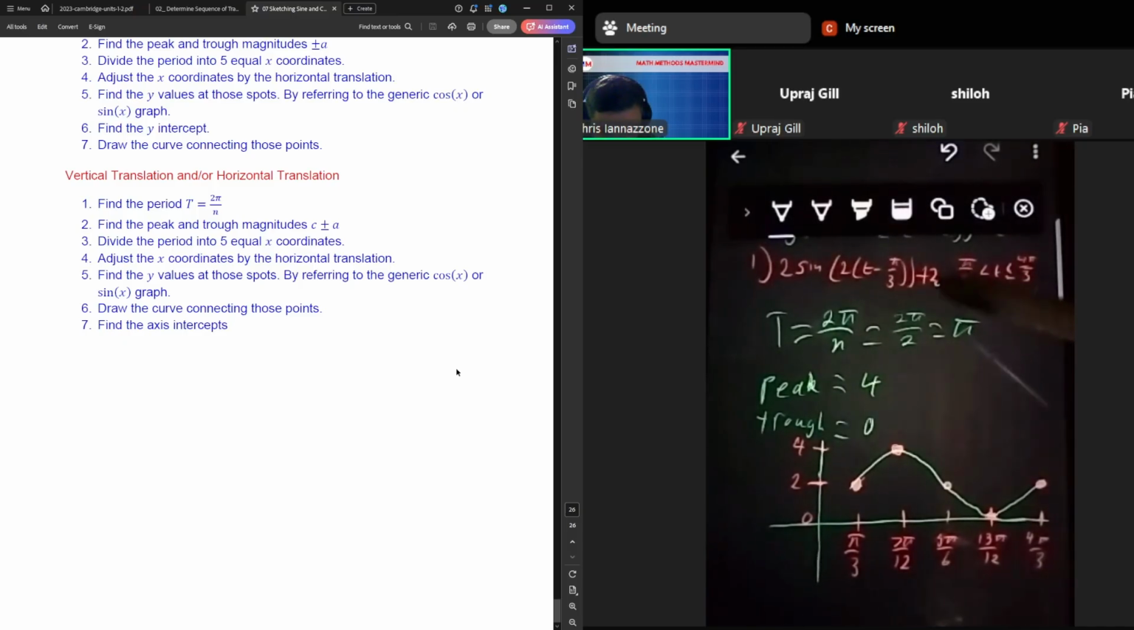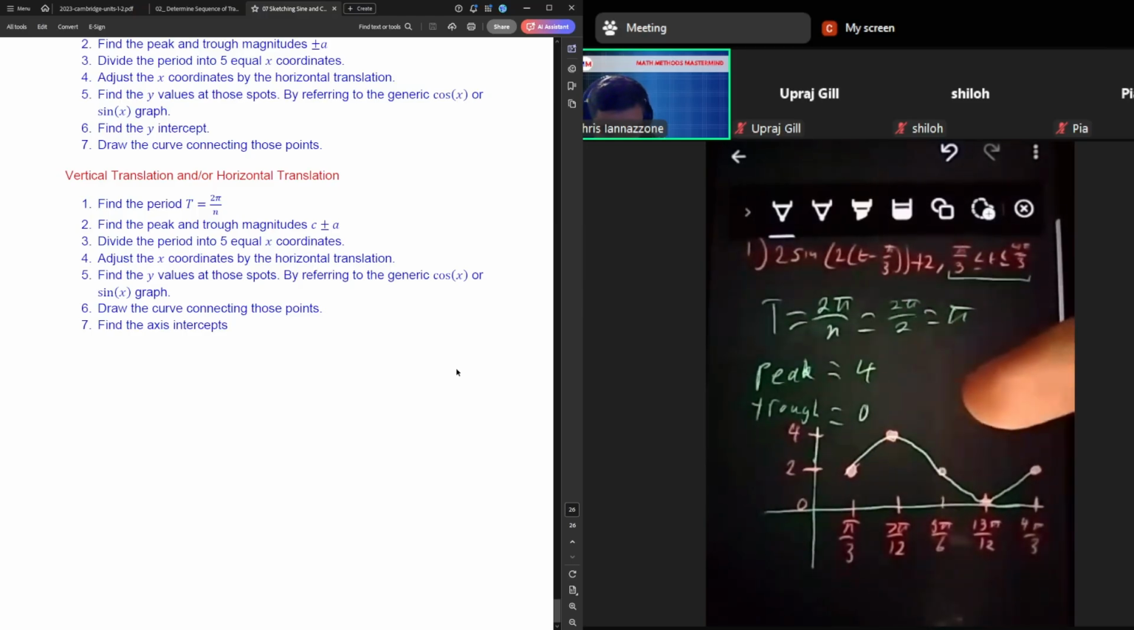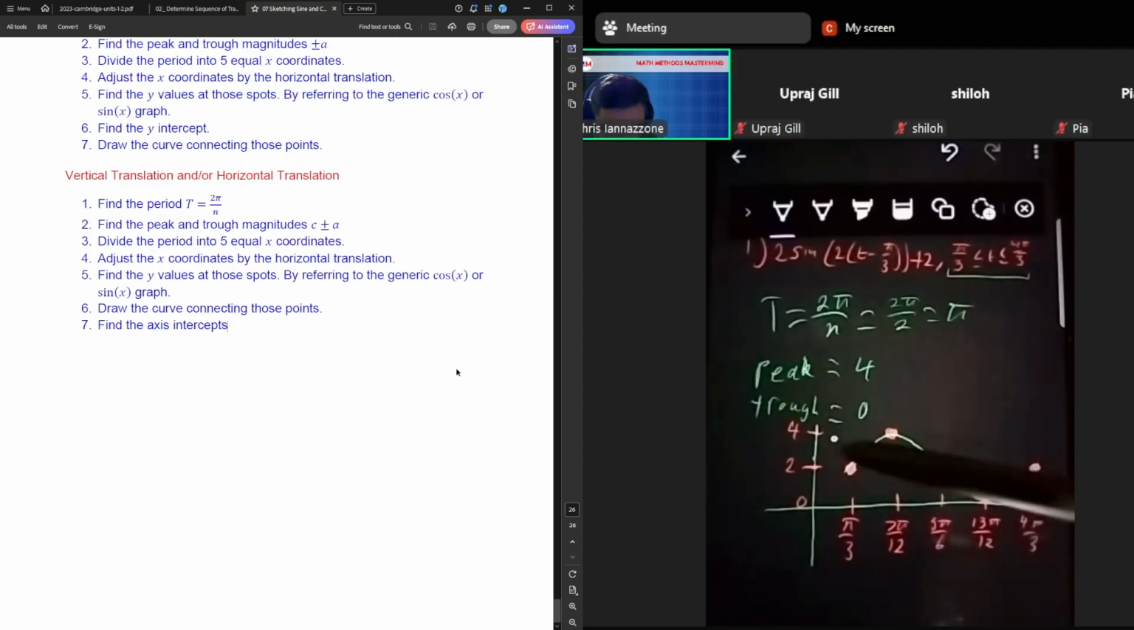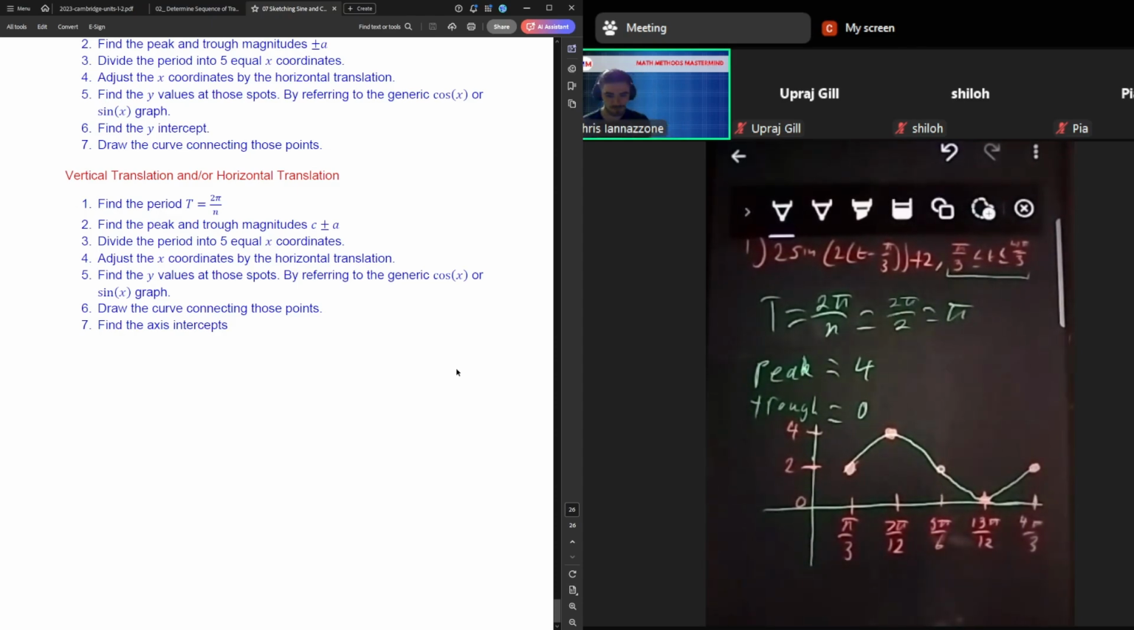And double check that you've done it through the domain. So pi over 3 to 4 pi over 3, we've achieved exactly that. Just like your approach says, if you did have a different domain, then you would just keep subtracting pi over 4 backwards or adding pi over 4 forwards until you fill out whatever that domain is.